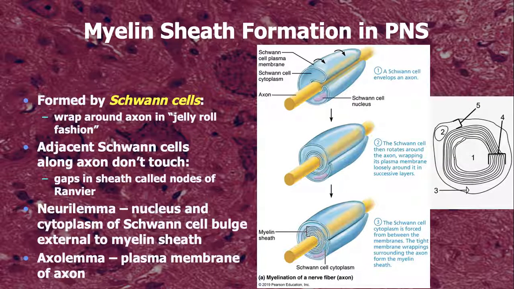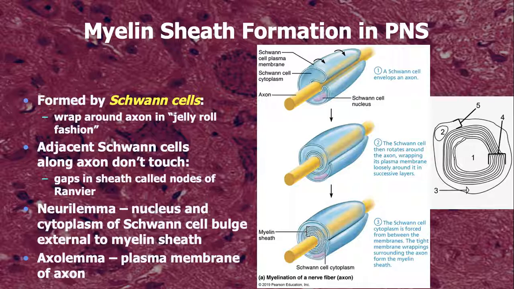Now, the myelin sheath. What is it? Okay, so in the peripheral nervous system, it's formed by Schwann cells. And these Schwann cells are cells that wrap around the axon. Your book says that it wraps in a jelly roll fashion. I don't know what a jelly roll fashion is. What I like to call it is the Swiss cake roll fashion. Okay? So Little Debbie Swiss cake rolls. You know what I'm talking about?